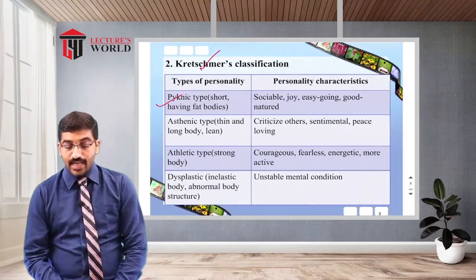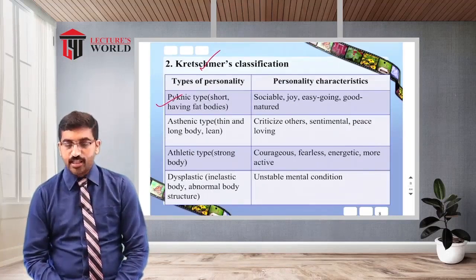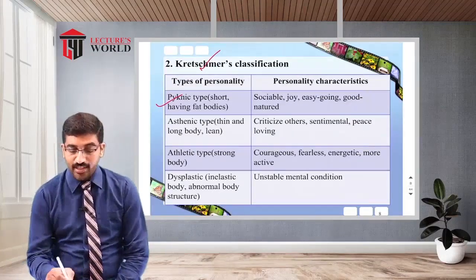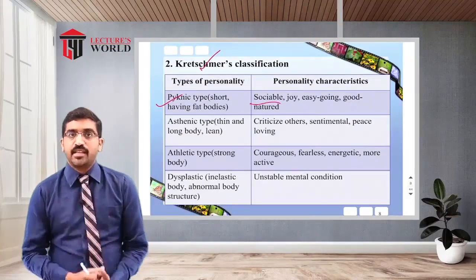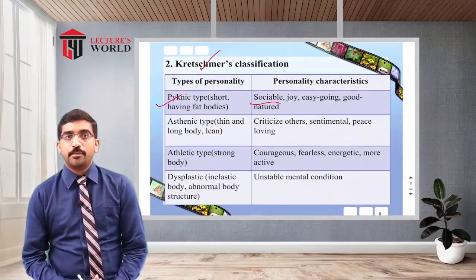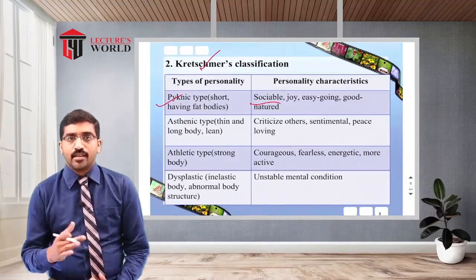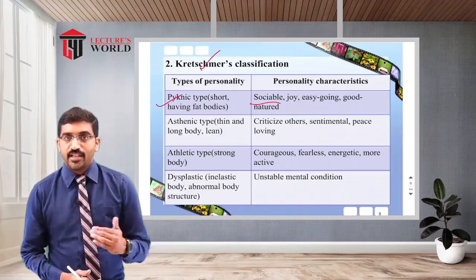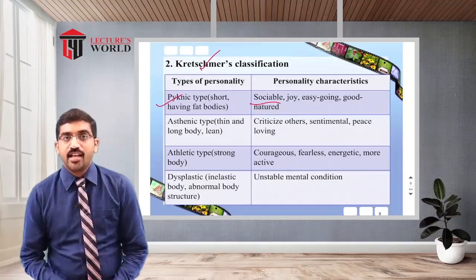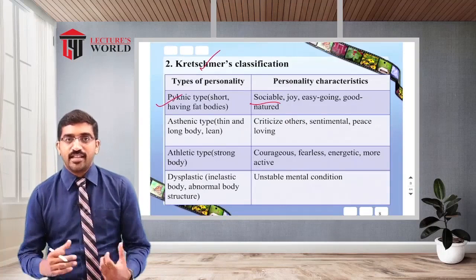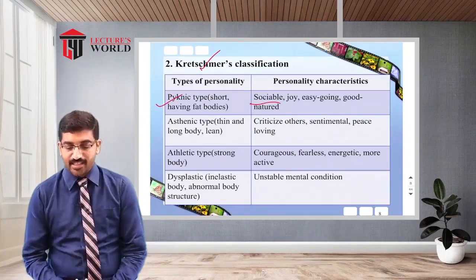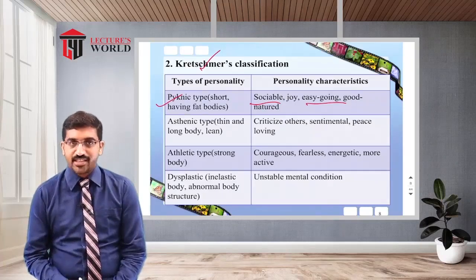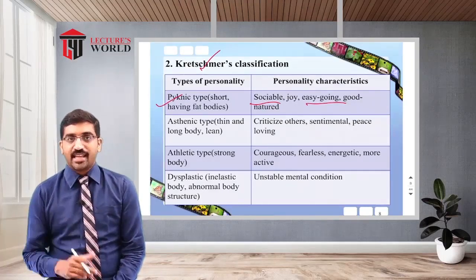Pyknic means they are very short. The structure is like a short heighted but very fat bodies. So they are very sociable. I have experienced of some of my known people, maybe my friends or maybe my colleagues or anybody. They are little bit height is very short, but they little bit fatty body. They are very sociable. They are enjoyable personality. They are easygoing nature. Everything they take it as positive only. Good nature. They are very good, innocent by character.